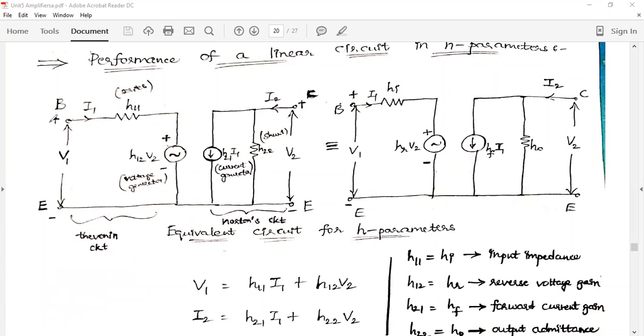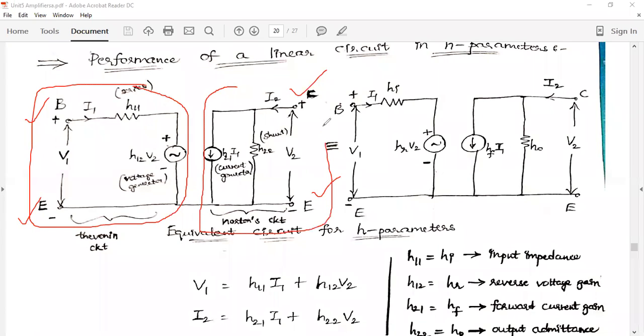Here this is one pole, this is another pole, this is one pole, and this is another pole, like that. In between, I am going to consider this circuit as one, and I am going to treat this circuit as another one. Here, this circuit is a Thevenin circuit. The input circuit is the Thevenin circuit, and the output circuit is the Norton circuit.